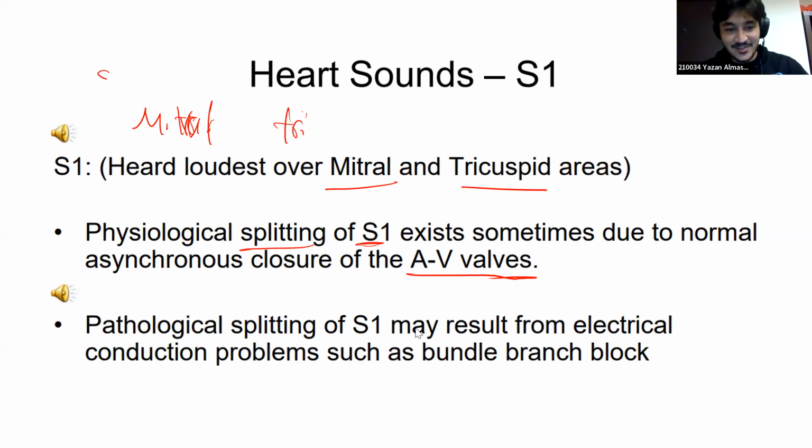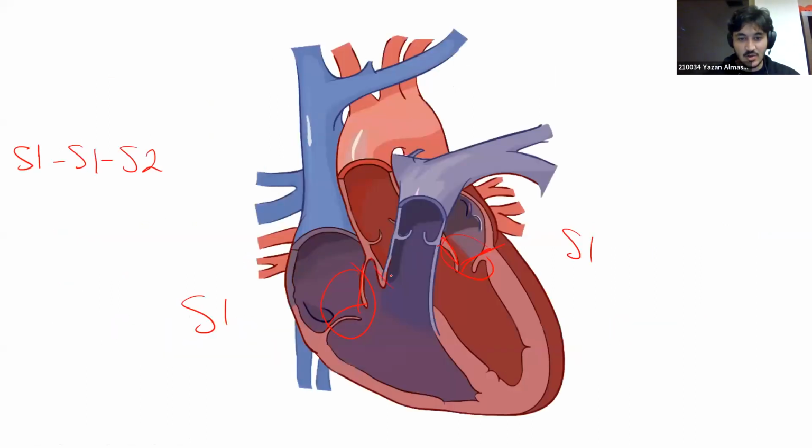Now the pathologic is very interesting. I don't know if you need to know it, but I'll explain it anyway so you guys get the concept. Let's read the sentence. It says if there are electrical conduction problems such as bundle branch block, you're going to have splitting. Let's say the action potential goes down to the left ventricle. Since we have a conduction problem, it's not going to go to the right ventricle as fast. It's going to be slow. So this ventricle will contract and force this valve shut, while this ventricle is going to take a longer time. This one closes first, then this one closes second. So we're going to have 2 S1s, or splitting of S1. Does that make sense?